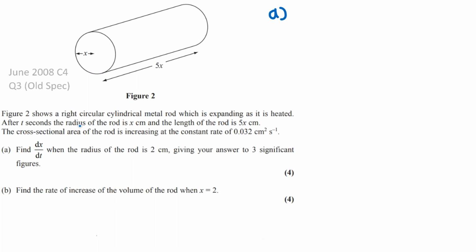Well, we're told that the radius of the rod is x, so when it says find dx over dt when the radius of the rod is 2 centimeters, what it's saying is find dx over dt when x, because that's the radius, is equal to 2.